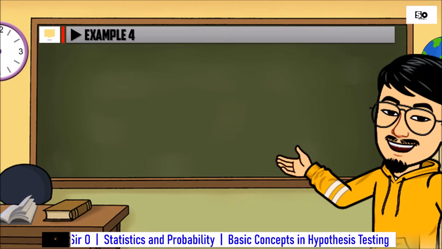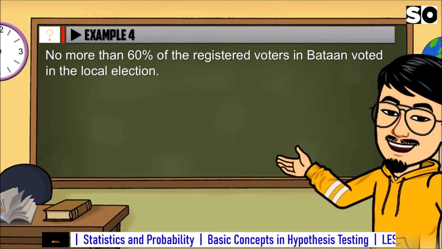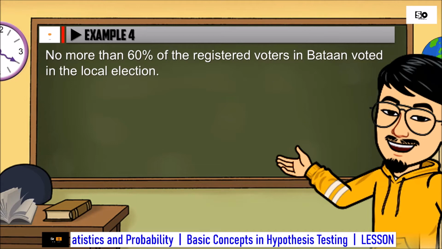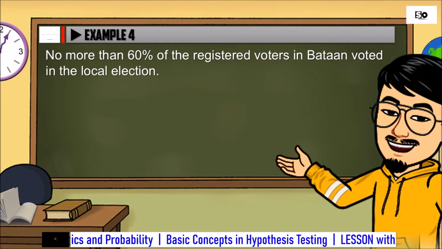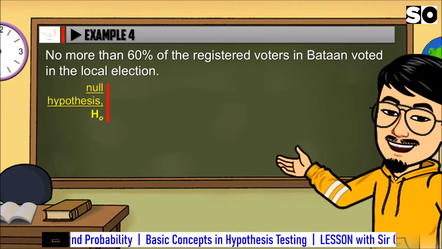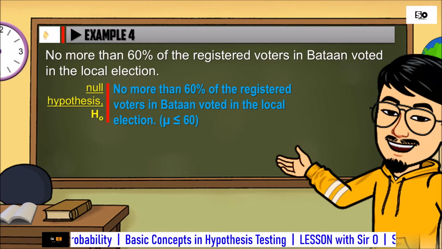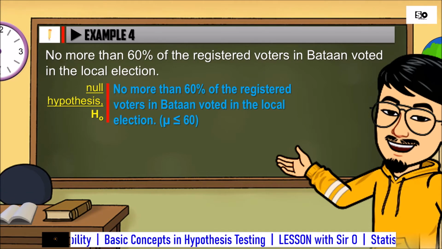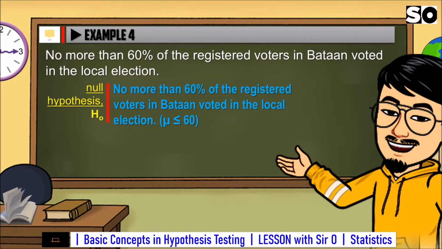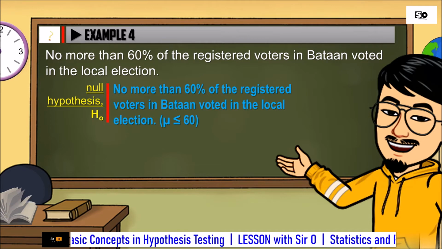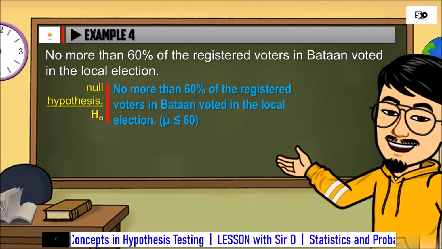Sample number 4. No more than 60% of the registered voters in Bataan voted in the local election. Null hypothesis: no more than 60% of the registered voters in Bataan voted in the local election, or mean is less than or equal to 60.